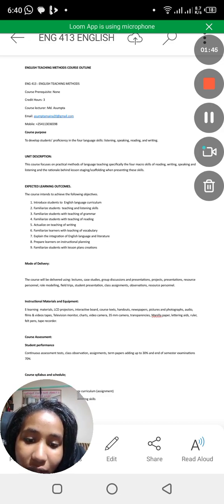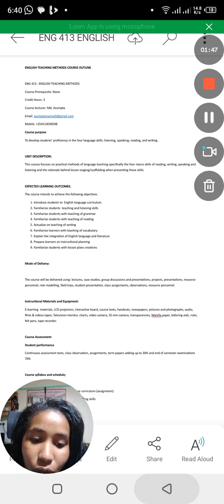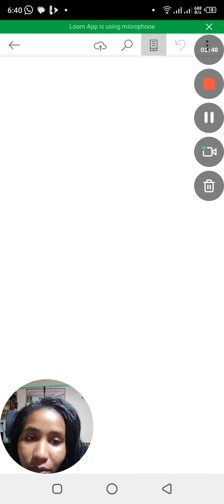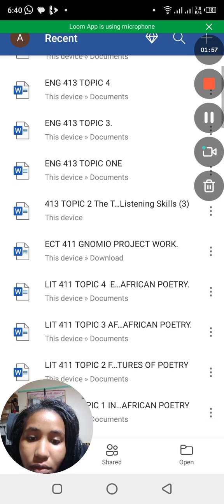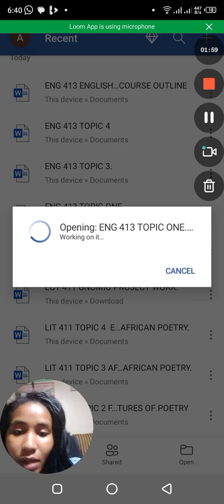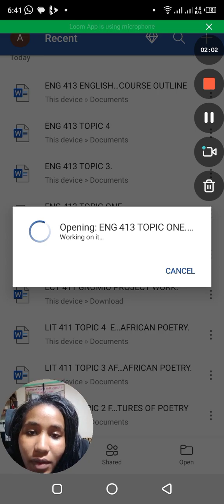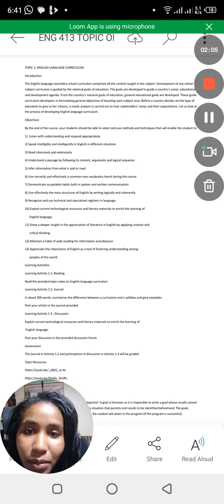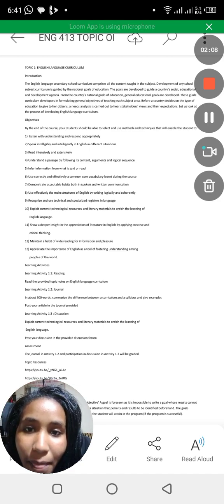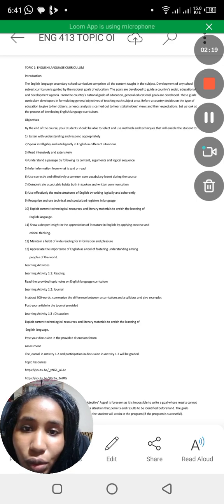Topic 1 is curriculum. The English language secondary school curriculum comprises all the content taught in a subject. The development of any school subject curriculum is guided by the national goals of education. The goals are developed to guide a country's social, educational, and developmental agenda. From the country's national goals of education, general education goals are developed.